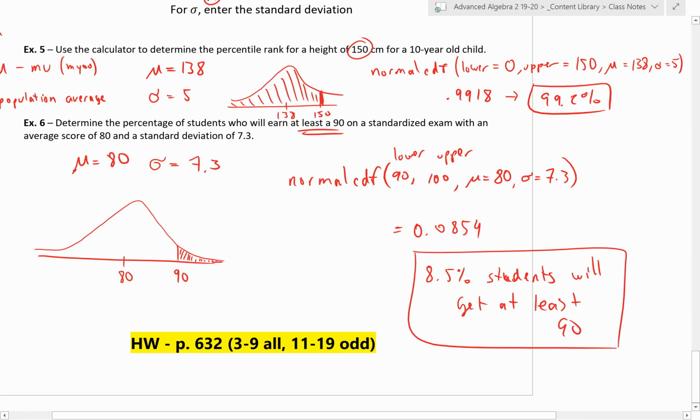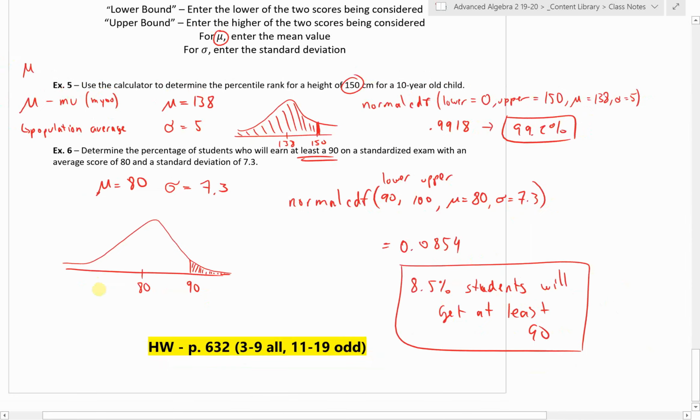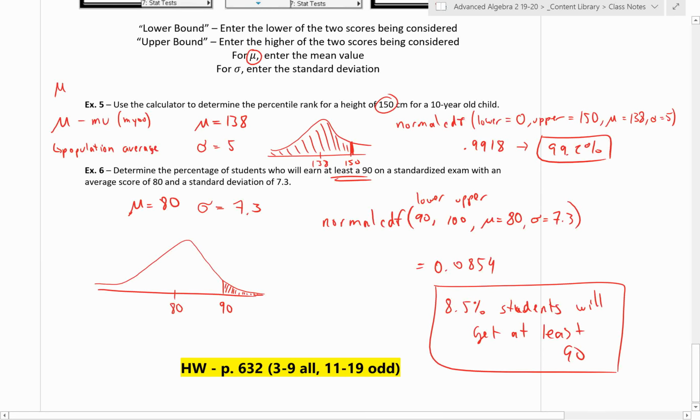Okay, so there's using the normal CDF command, a little bit of some understanding about z-scores and how we can use the normal curve to figure out percentile ranks and the likelihood of getting certain scores and so on. You're going to get a lot of practice with that in the homework tonight on page 632, and that is the normal distribution.